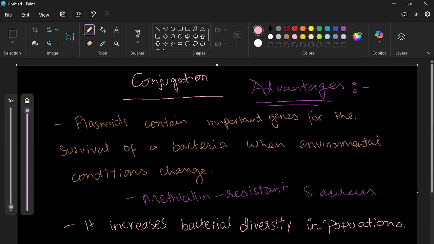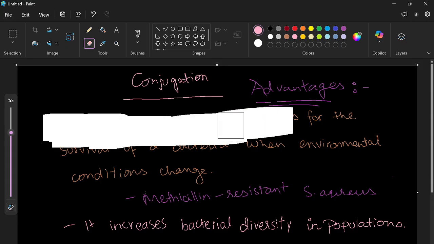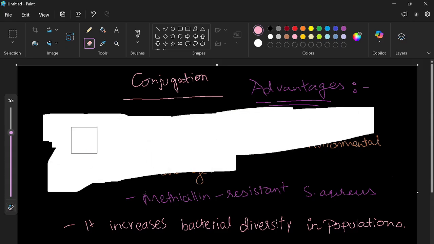Like if the bacterial cells are exposed to a harsh environment, their plasmids must be containing important genes that code for the proteins which can help them in their harsh environments. For example, if the bacterial cells are placed in an environment where there is a higher, so let me just demonstrate it here because it's getting a bit complicated. I'm still on the advantages, by the way.